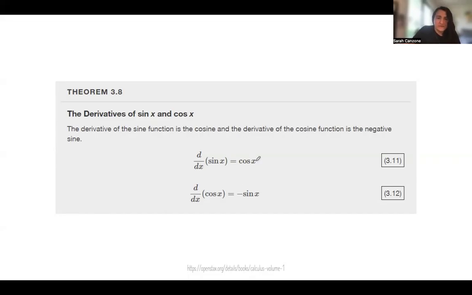So I'm okay saying if you want to take these for granted, that's all right. The derivative of sine is positive cosine, and the derivative of cosine is negative sine. It's very important that we get our signs, our plus and minus signs, correct. So cosine's derivative will always be a negative sine, and sine's derivative will always be a positive cosine.